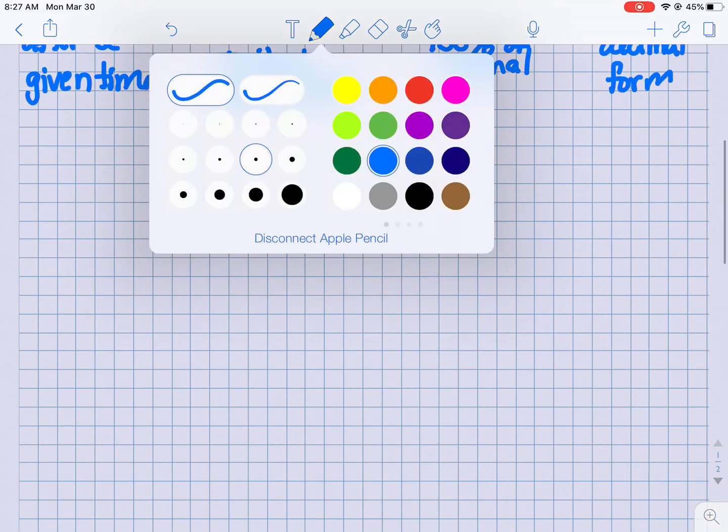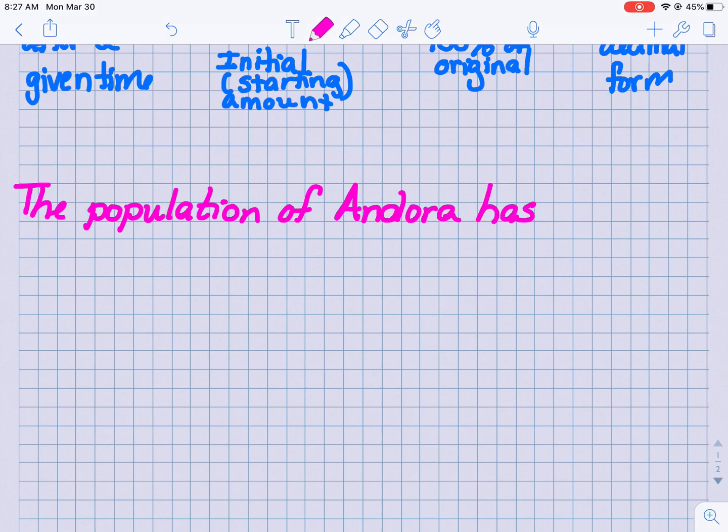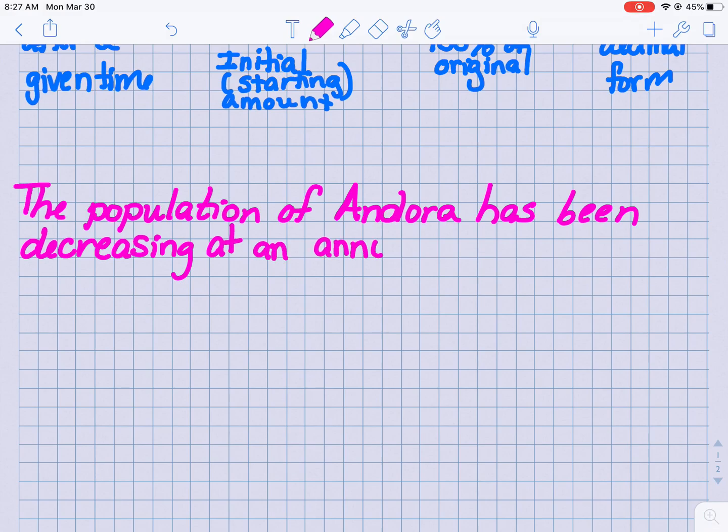Okay, so put that all in your notebook, and let's just do one example, and then you can try the homework. So let's look at this example. The population of Andorra has been decreasing at an annual rate of 3.8%.